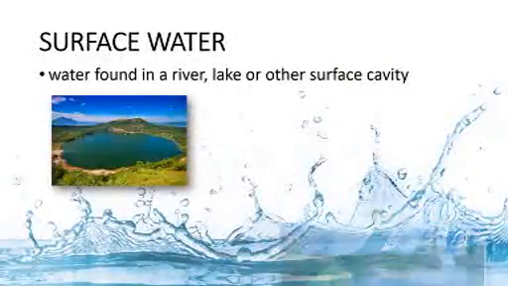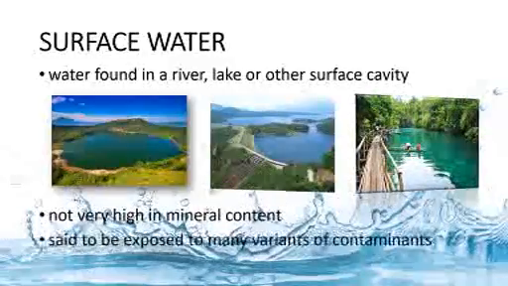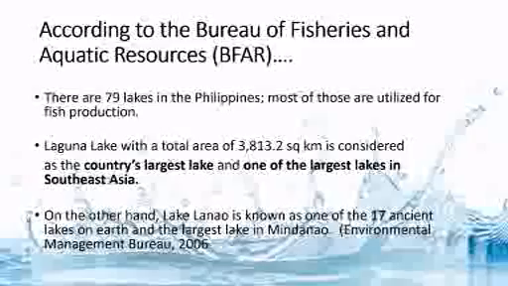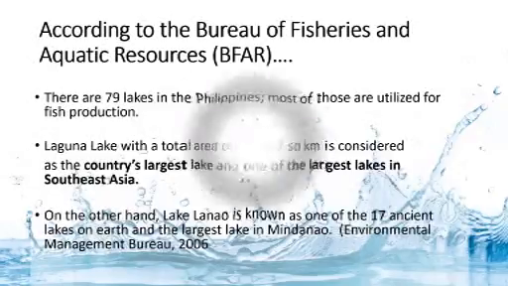Surface water is defined as water found in a river, lake, or other surface body. This water is typically not very high in mineral content, and is sometimes called soft water. There are 79 lakes in the Philippines, most of which are utilized for fish production.